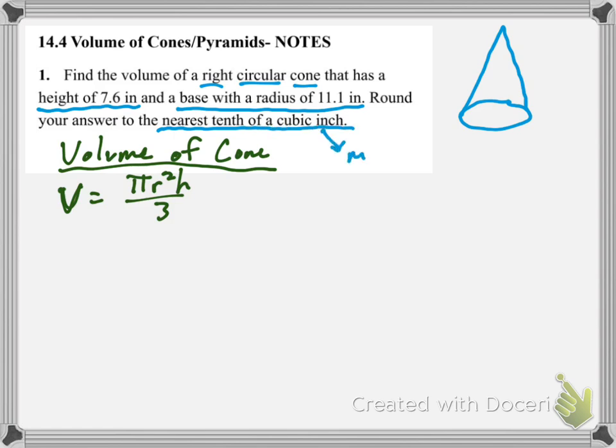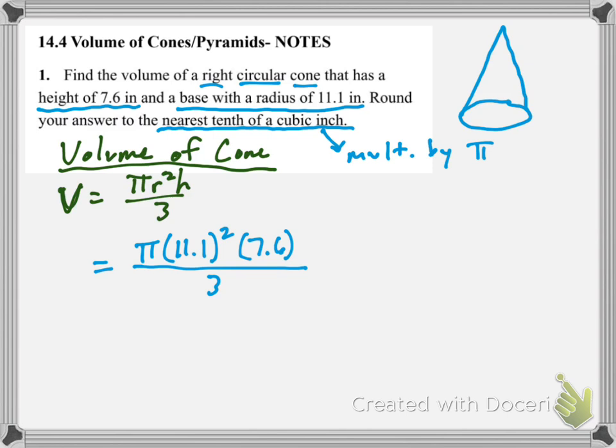So, again, we know multiply by pi. So here's our formula. It's the same as a cylinder, except now you're just taking that number and dividing by 3. So, pi times radius, which is 11.1 squared, times the height, which is 7.6, all divided by 3. Okay, so pi times 11.1 squared times 7.6 divided by 3. Nearest tenth, okay?